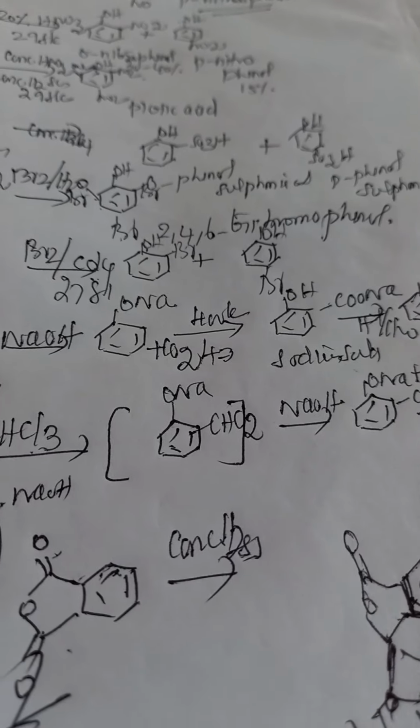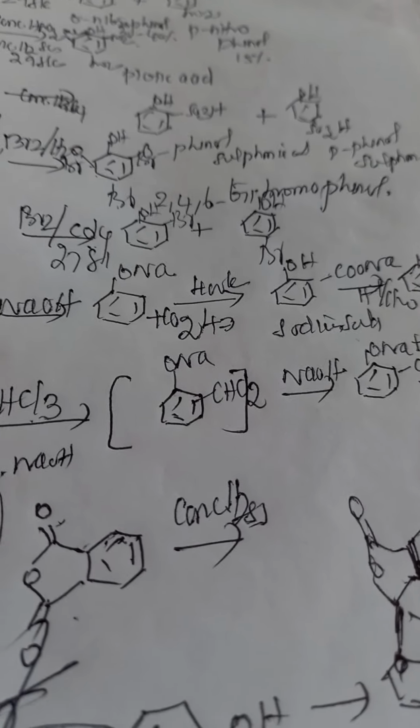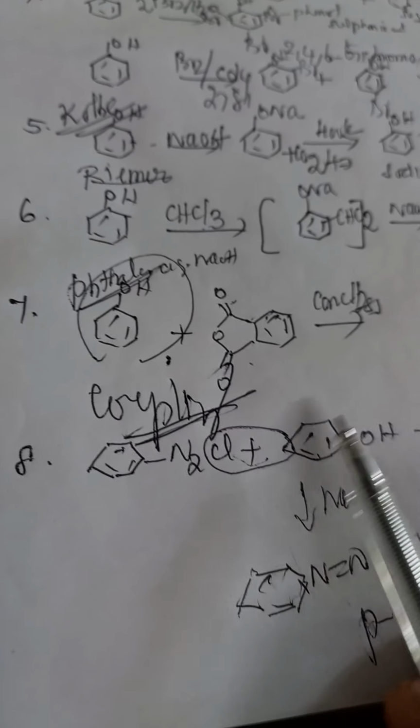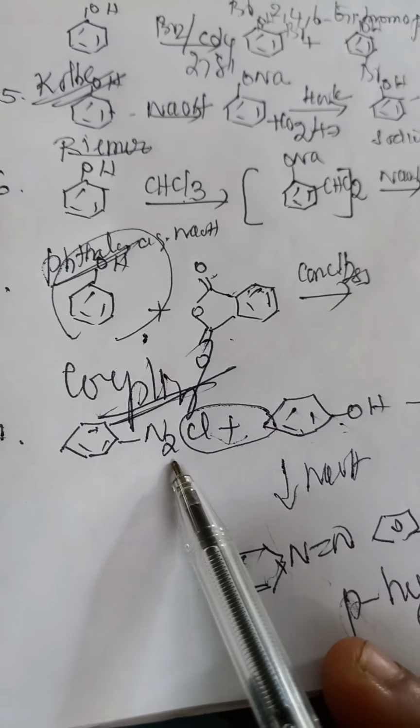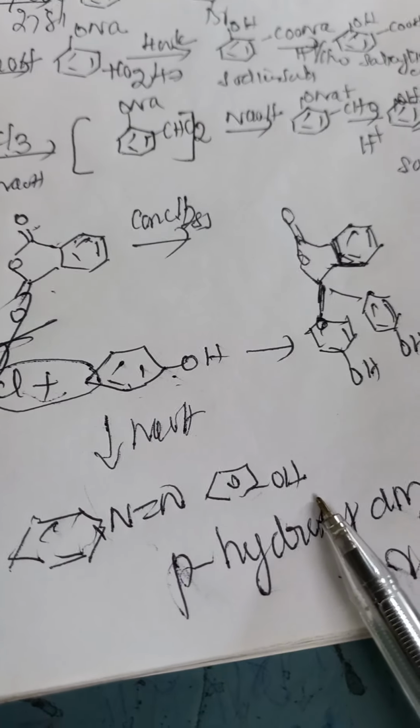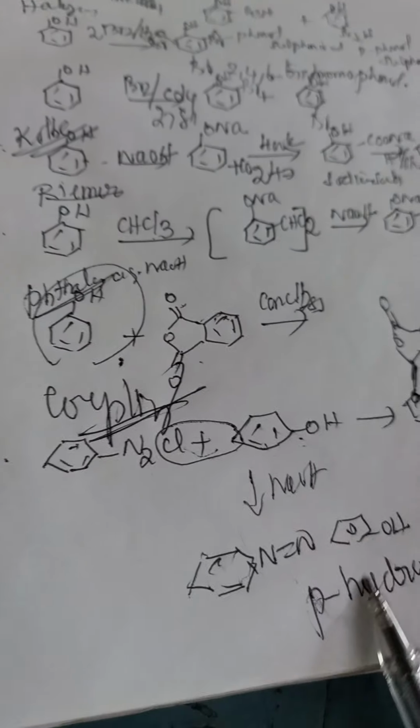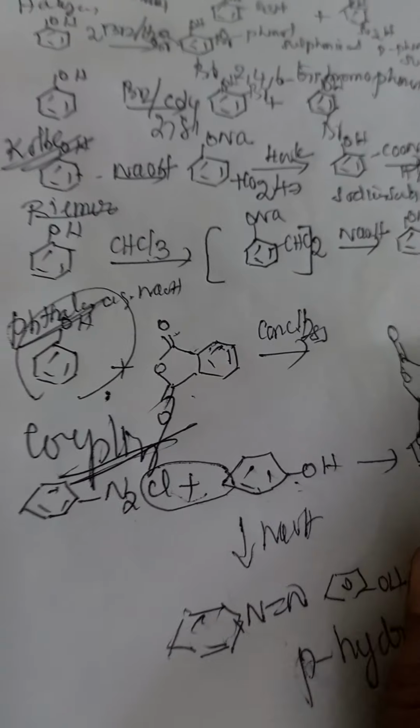Now there are tests to differentiate alcohols and phenols. Alcohol means ordinary alcohols. One test is the red orange dye, para hydroxyazobenzene: phenol reacts with benzene diazonium chloride to form a red orange dye, but ethanol has no reaction like this.